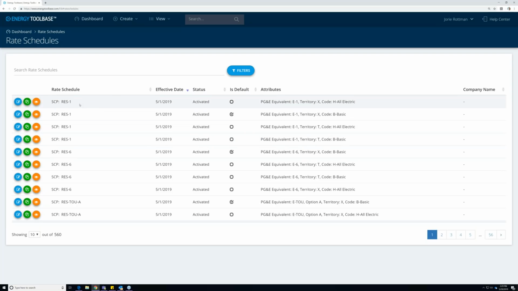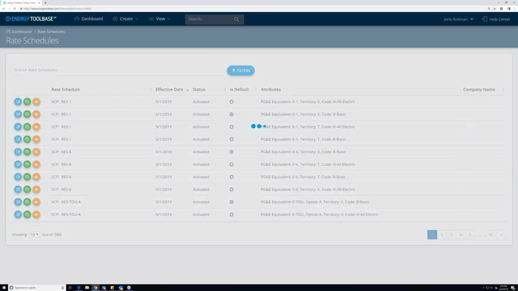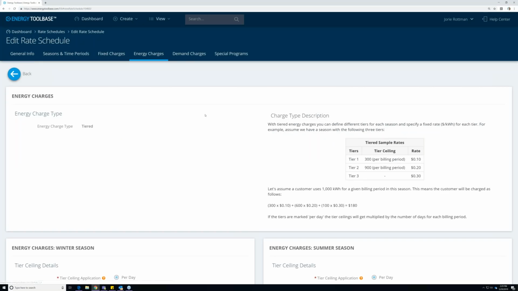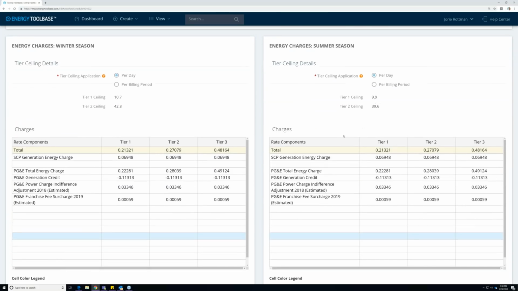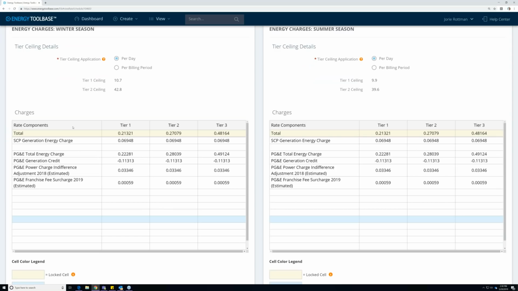In this case, with the Resi rate, or the PG&E equivalent, the E1, there is a baseline quantity amount that sets a tier within the rate. That is why you'll see the different attributes for these rates. We're going to look at the RES1, and we'll go ahead and look at the X basic. We'll jump right to the Energy tab. You can see here the tiered baseline quantity amounts have been applied.